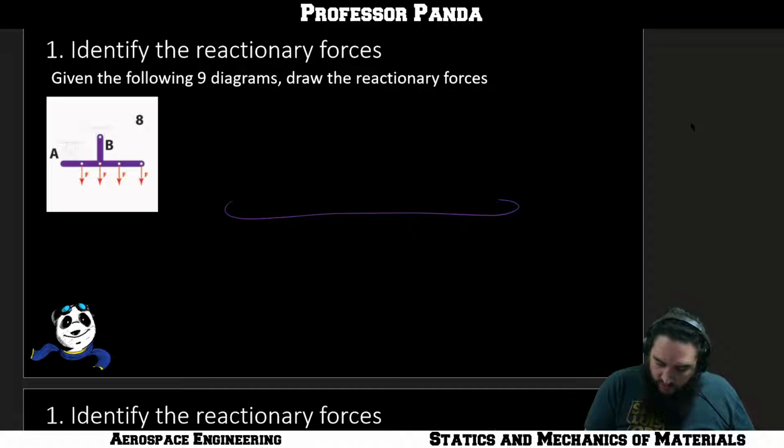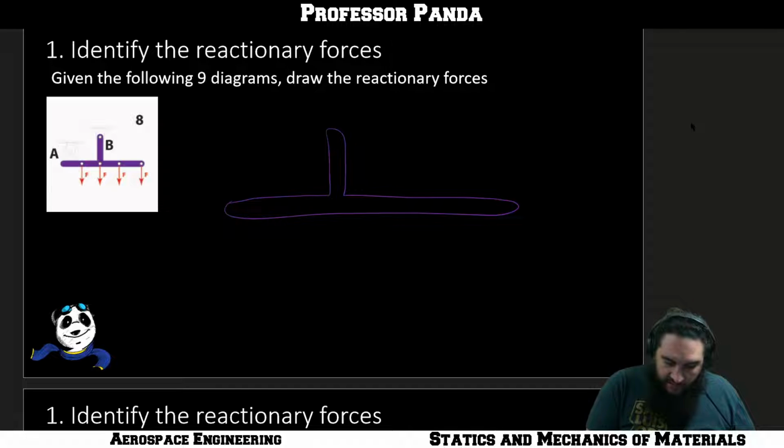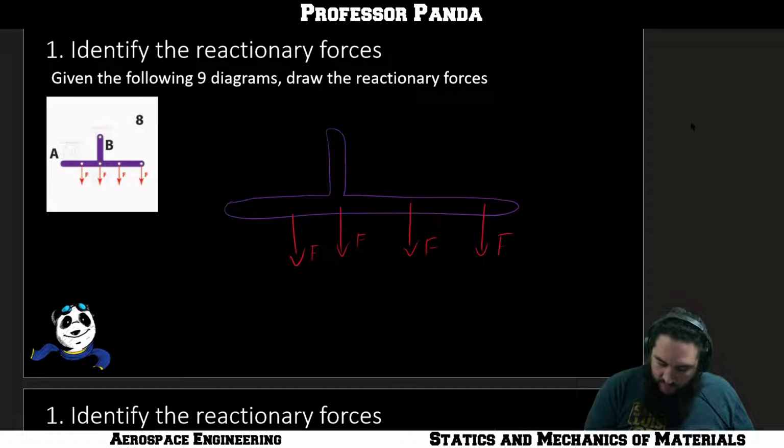Okay, so got my body here. I have 4 externally applied loads. They're all the same magnitude. They're all called F. Okay, now the hard part. Let's start with alpha. Alpha is a roller attached to a pin that's touching point alpha.